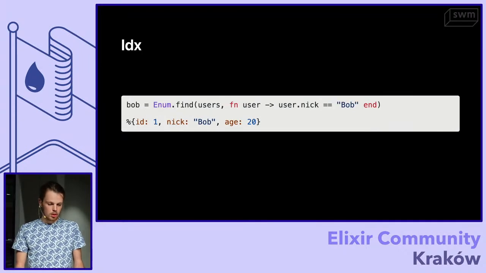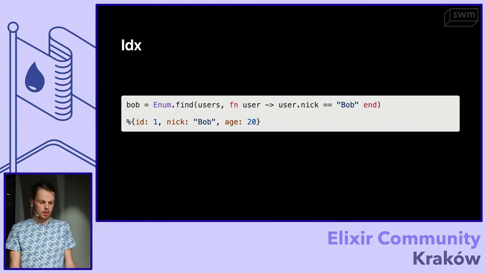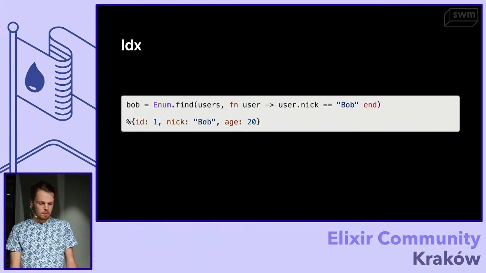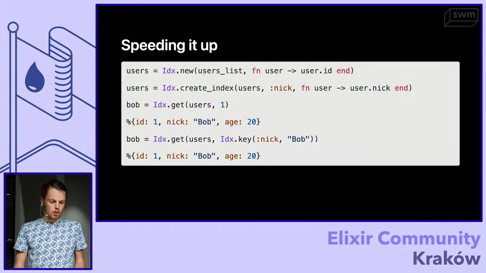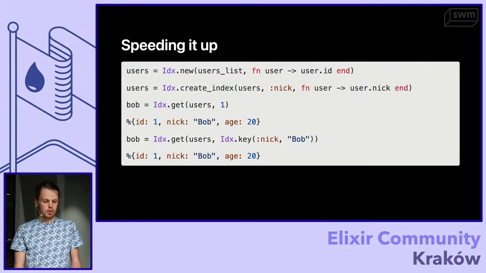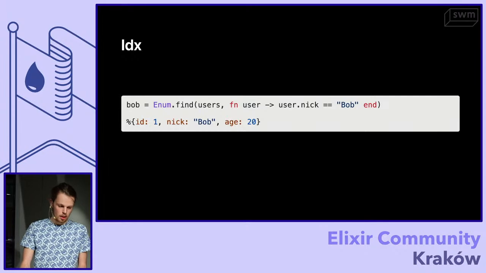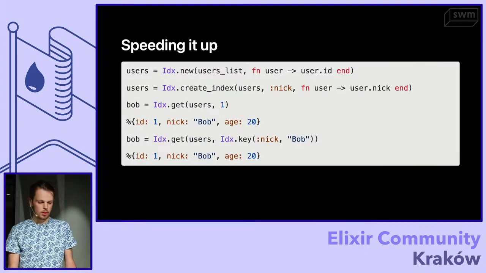Well, what about finding a user by nickname? This code, which I think is quite idiomatic, works in this case because the entries of the collection are users, not tuples or anything else. What about speeding that up? This still takes linear time. We want to access Bob hopefully in constant time. So let's see what we can do.